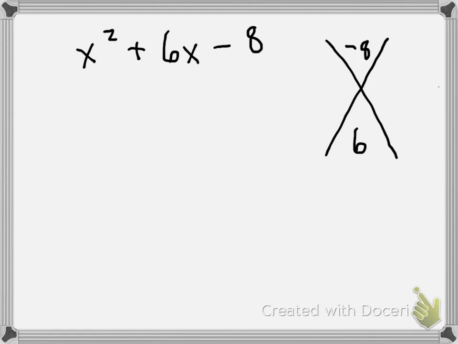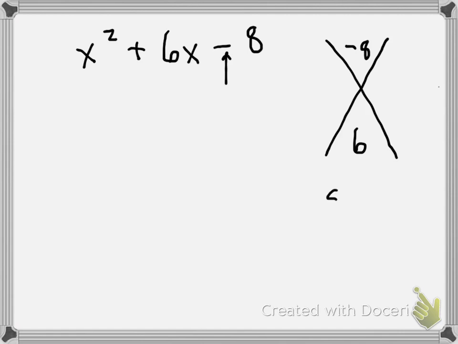4 times 2 is equal to 8. But we have to be a little careful on this because we have to pay attention to our signs. The signs are where people really get tripped up on these things. Because of this minus right here on the 8, what we're looking for is 2 numbers that multiply to give us 8 and then subtract to give us 6. To make a negative 8 with multiplication, we have to have different signs. It means we're going to subtract them to give us 6.